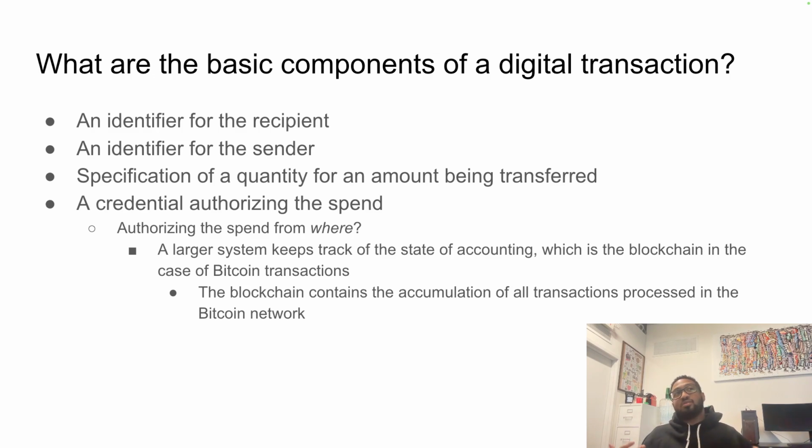And a larger system should keep track of the state of accounting, which is the blockchain in the case of Bitcoin transactions. The blockchain contains the accumulation of all transactions processed in the Bitcoin network. So you could always tell who has what. And as you know, if you have a full node, the way you validate is by downloading all the transactions that have ever happened and updating this state of accounting called the UTXO set.